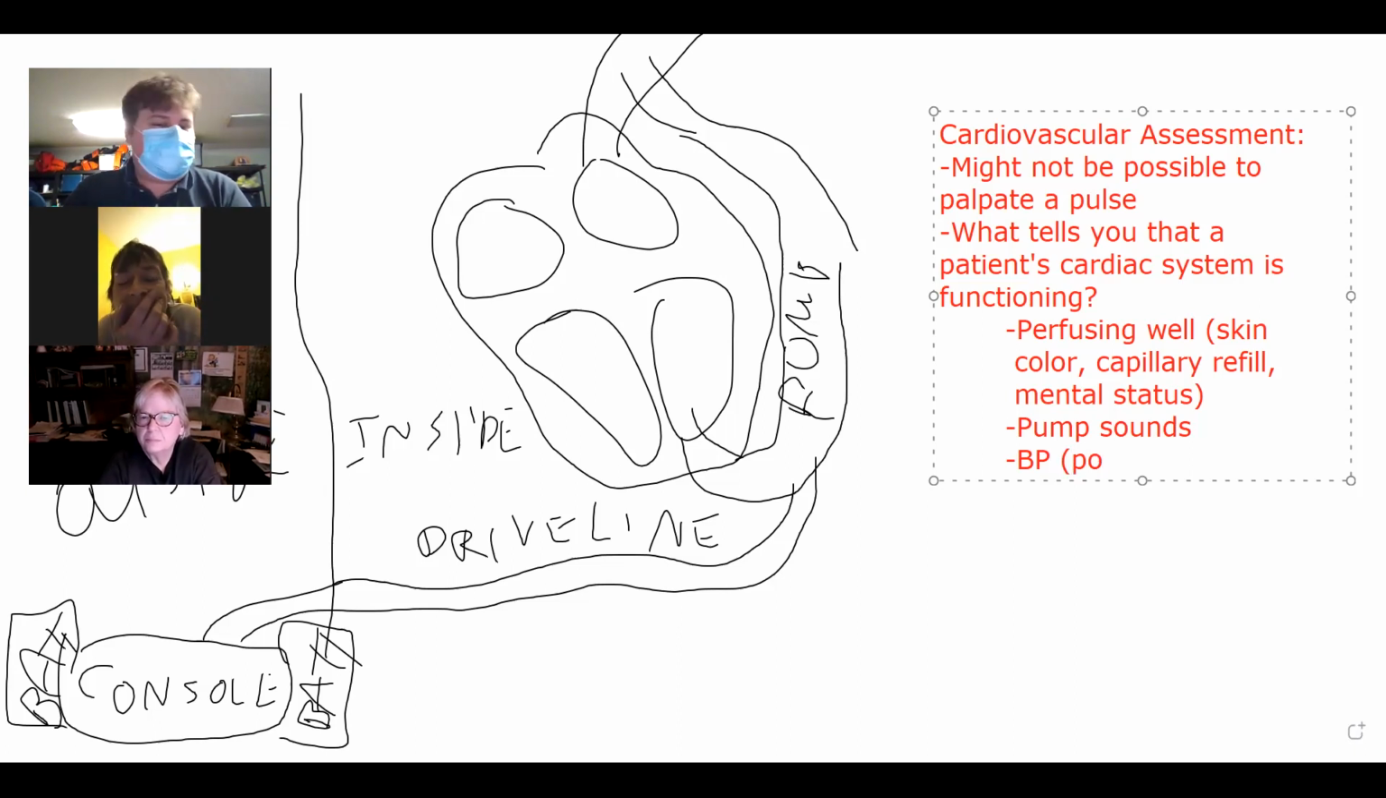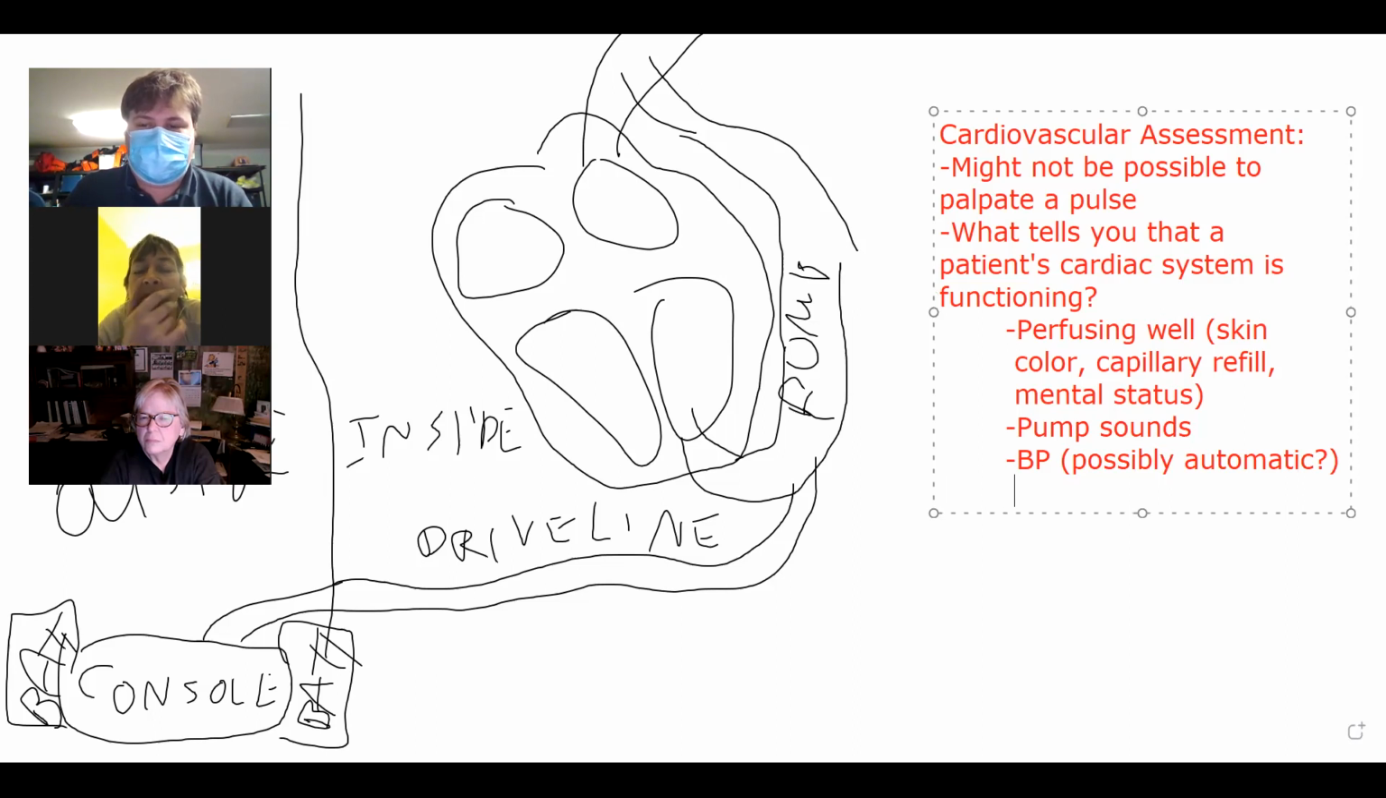But here's a nifty thing. You might be able to get an automatic blood pressure on someone, because the technology that automatic blood pressures use is not listening for a pulse. It is a high frequency oscillation. And you might at the very least be able to get a mean arterial pressure on the patient. You might not be able to get an accurate systolic and diastolic, but you might be able to get a mean arterial pressure.